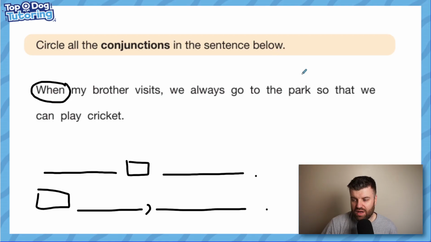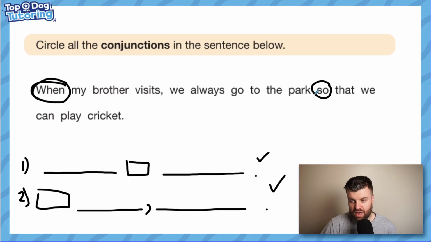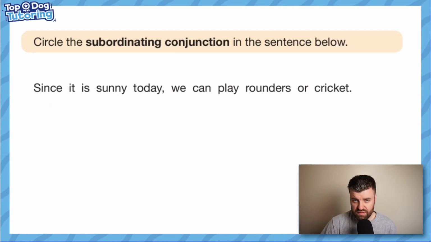We always go to the park so that we can play cricket. Now what's happening here is, see these 2 examples I told you, one where the conjunction's in the middle between 2 clauses and one where it's at the start. We've actually got one of each in this sentence, haven't we? When my brother visits, comma, we always go to the park. We could have put a full stop here, but instead we replaced it with a different type of conjunction, the word so that we can play cricket to continue and give more information. So we've got two conjunctions in this sentence, one at the start and one in the middle of two clauses. Fantastic.